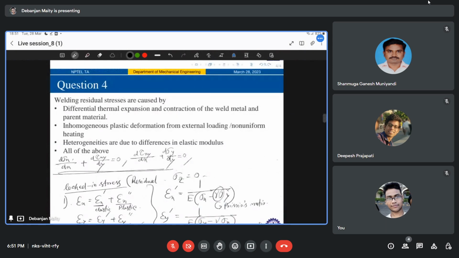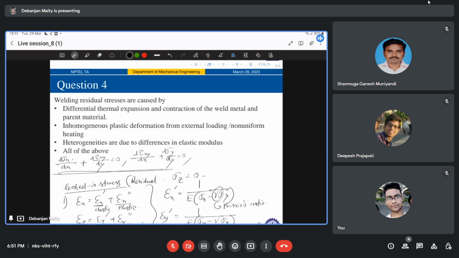So coming to the question, what are the different reasons for welding residual stresses? One is differential thermal expansion and contraction of the weld metal. Is this true or false? True. Good. Then, as I was saying, there can be inhomogeneous plastic deformation.